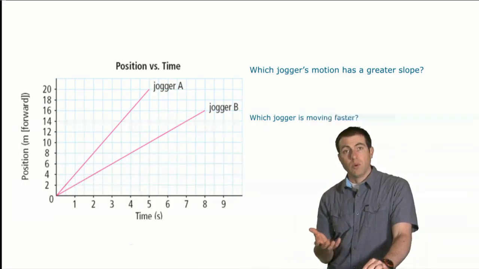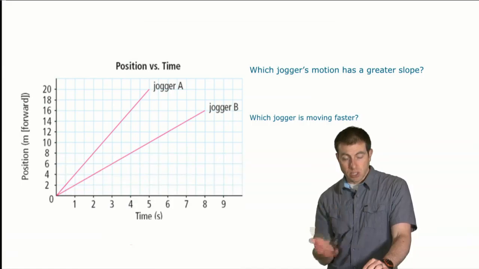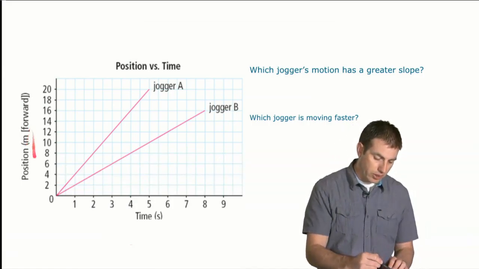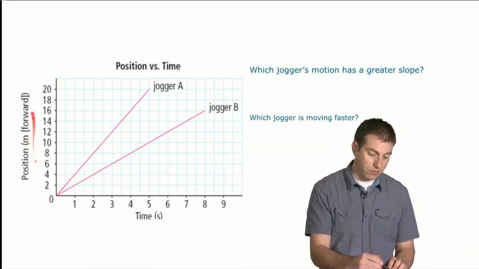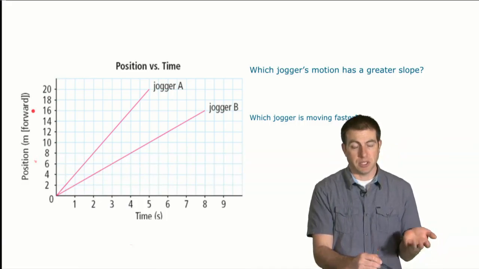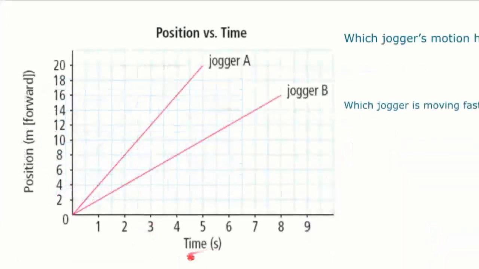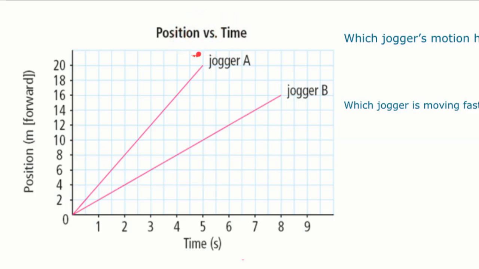So we have two joggers here. We have a position time graph. We always make sure to check our units. So we have position, meters forward. We don't know what direction it is, just forward. And then time. So we definitely have a position time graph, and you can see the title even says position time graph, which is really important. We have jogger A and we have jogger B.